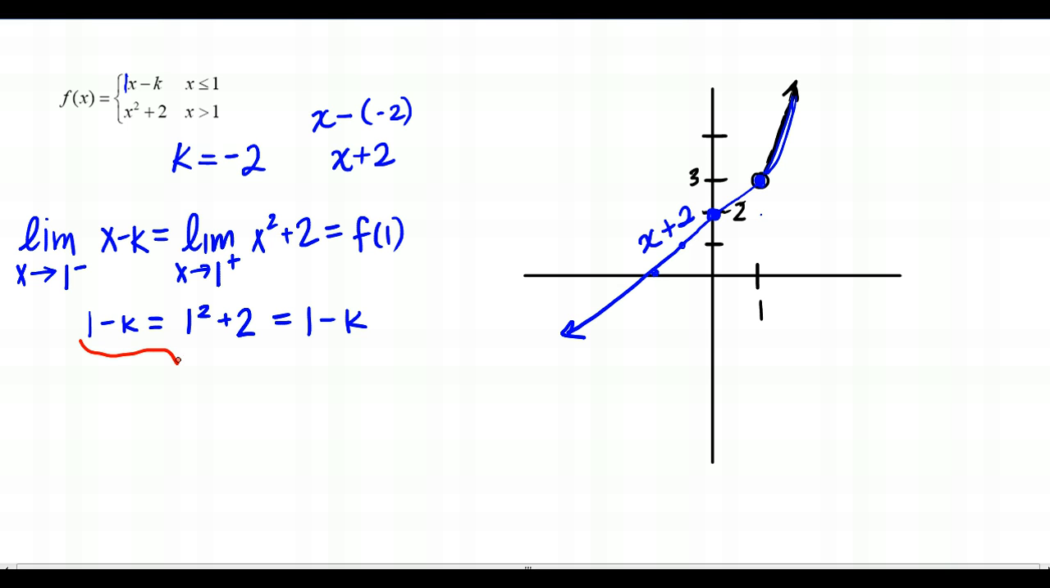So when does 1 minus k equal 1 squared plus 2? Because that's the same as asking when does 1 squared plus 2 equal 1 minus k? So 1 minus k equals 3. So if I subtract the 1, I get negative k equals 2, and then divide by negative 1, I get k equals negative 2. Which, again, was the same answer we got with the graphical approach, but this is the formal approach that would be needed to find the value of k should this be a free response question.